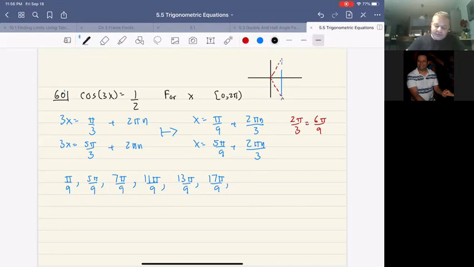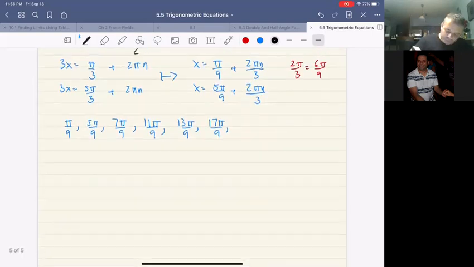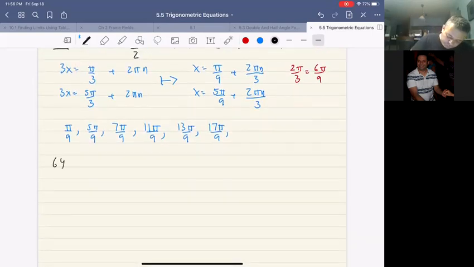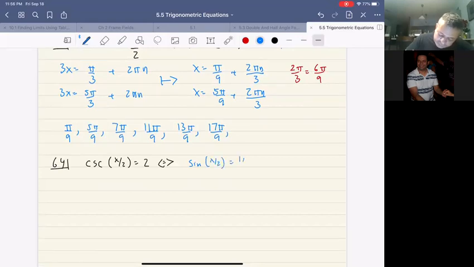Now let's go to the next problem, number 64. We're going to solve cosecant of x over 2 equals 2. Cosecant, remember, is the reciprocal of sine. So this means that we have the sine of x over 2 equals 1/2.